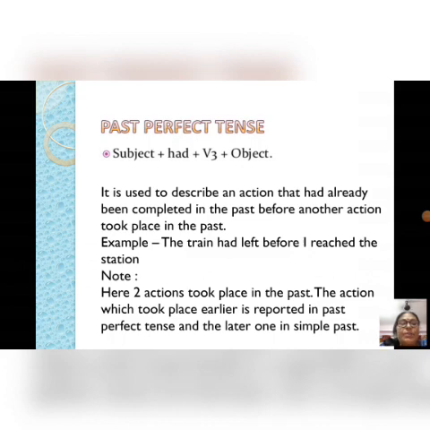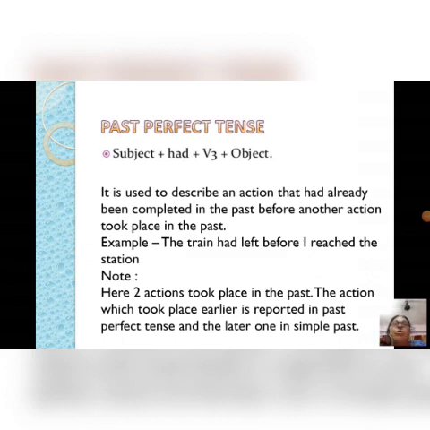For example, the train had left before I reached the station. Now in this example you will see that two actions took place together. Here one action, the first action, is the train had left, and the second action is I reached the station. So when two actions took place in the past, the action which took place earlier will be reported in past perfect tense and the later action, or the second action, will be reported in simple past.